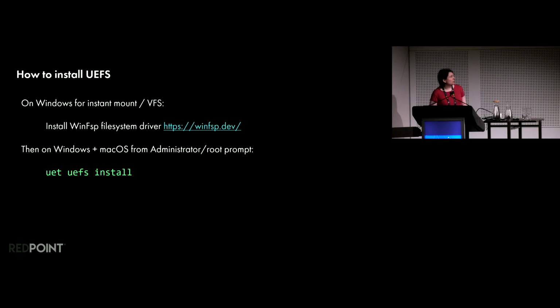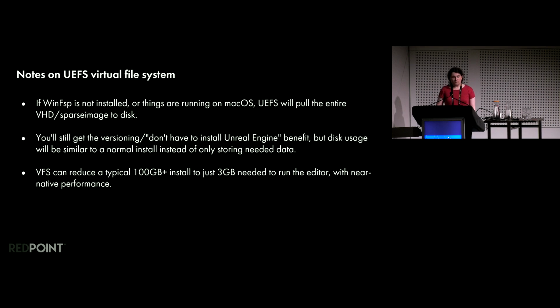So how to install it? How to install UEFS, sorry. On Windows, you install the WinFSP file system driver. That's what allows UEFS to do that virtual file system that backs those VHDs. And then from an administrator or root prompt on macOS, you install the UEFS daemon, which handles all the mounting requests. So if WinFSP is not installed, or if you're running things on macOS, UEFS will still pull the entire package to disk.